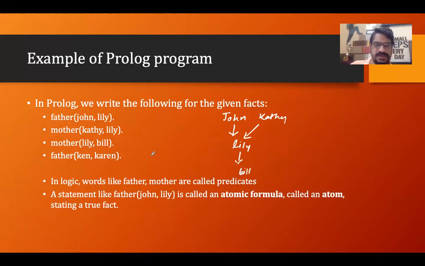And the last one is not within this hierarchy. It is a separate one, which says that Ken is the father of Karen. Right. So this we have seen, and this is the knowledge that we'll give to the system. And based on this knowledge, we'll ask some questions. So what is the first question that we asked yesterday?